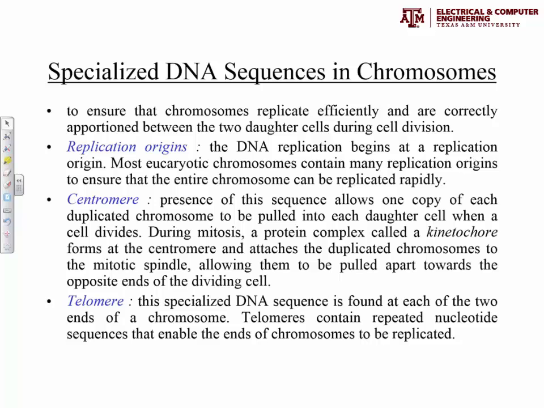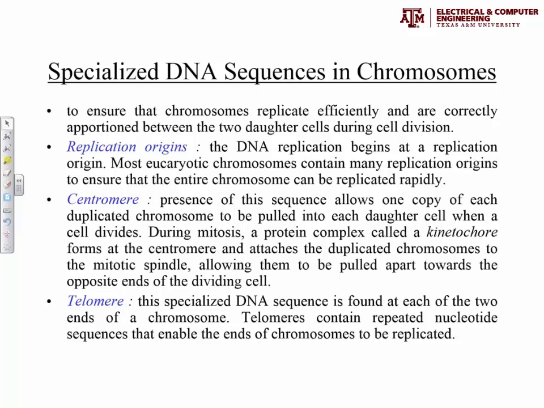So to ensure that chromosomes replicate efficiently and are correctly apportioned between the two daughter cells, you have what are called replication regions. We already talked about that. That is regions where it's usually rich in AT pairs because AT has a smaller number of hydrogen bonds. So DNA replication begins at a replication origin. Most eukaryotic chromosomes contain many replication origins to ensure that the entire chromosome can be replicated rapidly, because eukaryotic chromosomes are much longer.